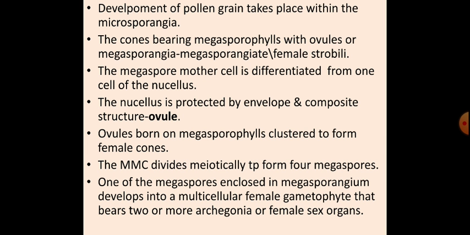The megasporophyll contains megasporangium. So, all this is present inside the megaspore mother cell, MMC. The megaspore mother cell is covered by reserve food material called nucellus. This nucellus is protected by the ovule. So, ovules are born on megasporophyll. How is this female gametophyte, the ovule, produced? The MMC divides meiotically to form 4 megaspores. Out of those 4 megaspores, 1 is functioning, the rest are waste. That one will develop into one or more female sex organs.